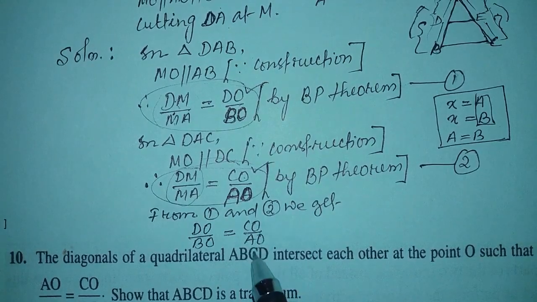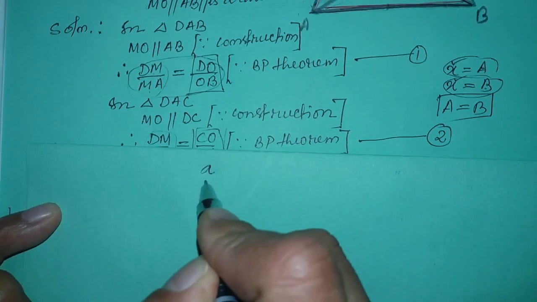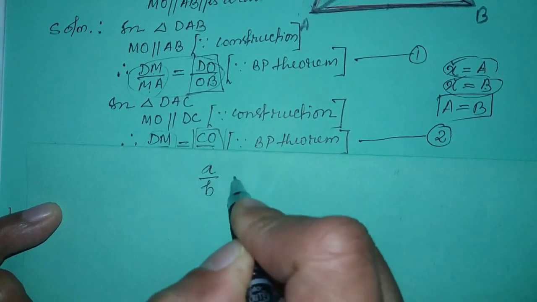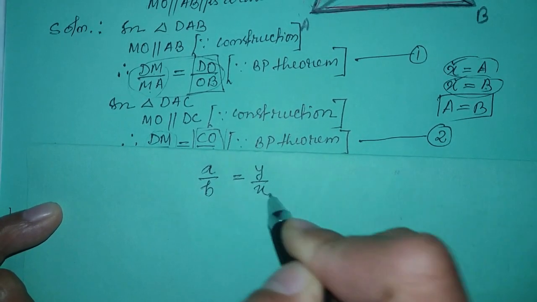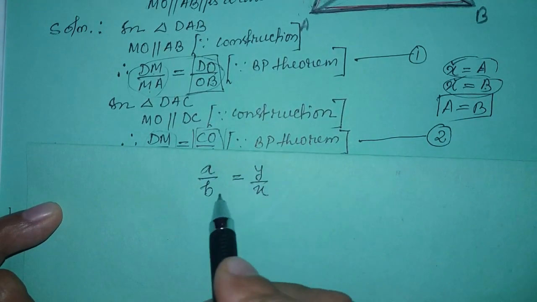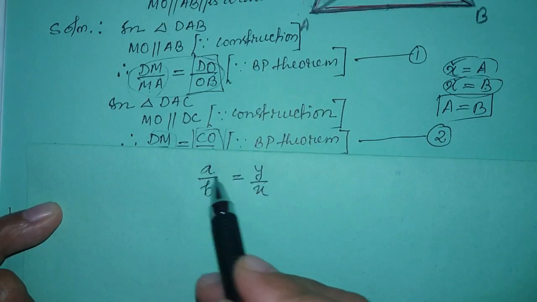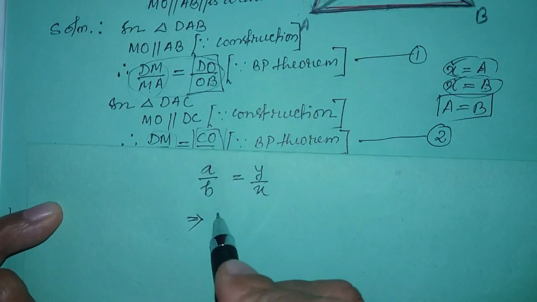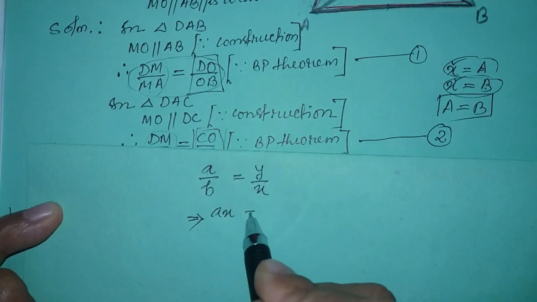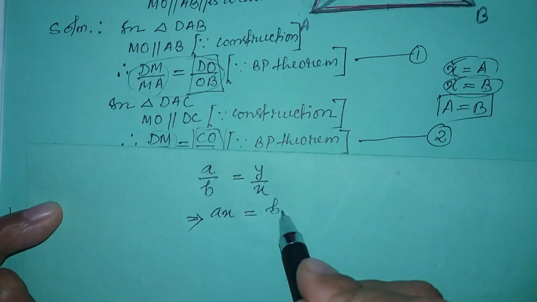Supposing we have A by B is equal to Y by X. Now we want to get X by B is equal to Y by A. So what we will do is we will cross multiply here. AX is equal to BY.